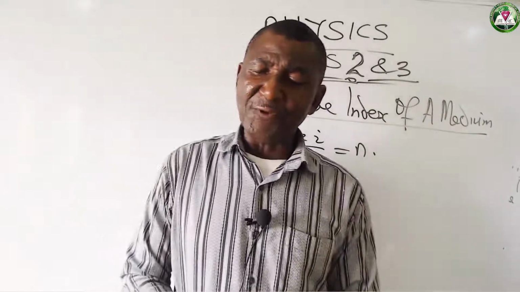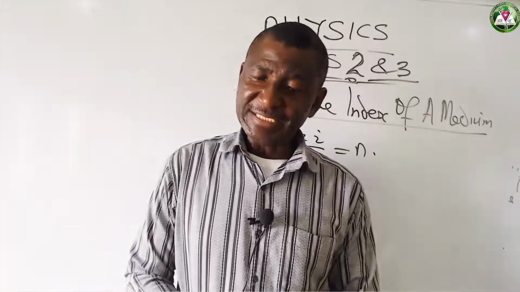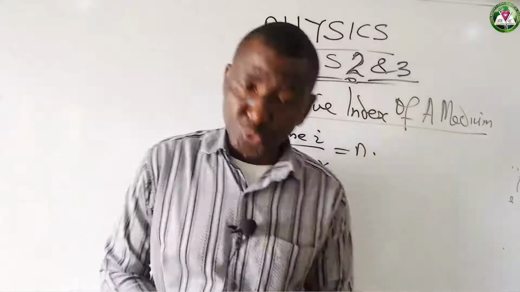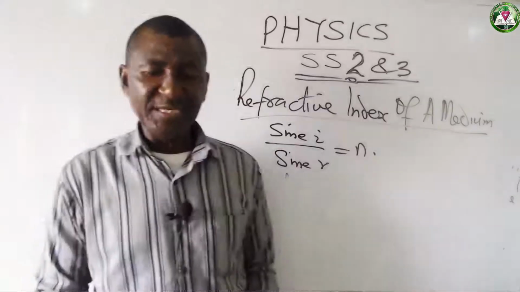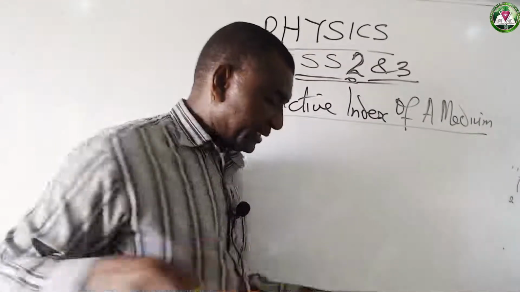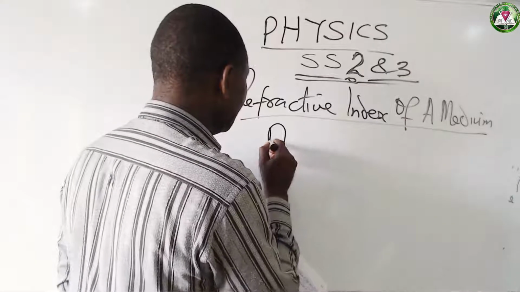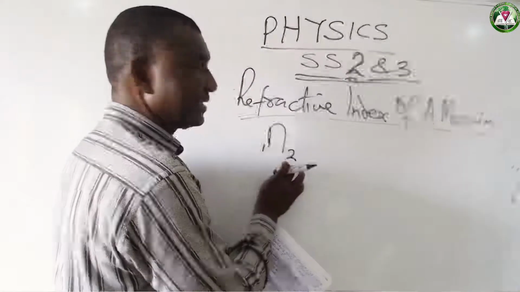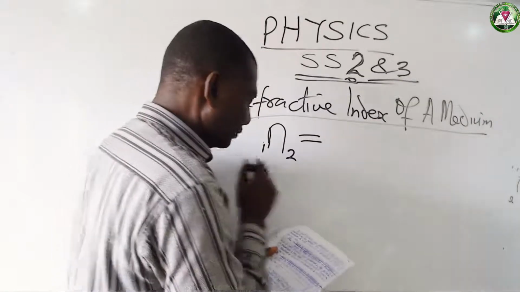So if light travels from medium 1, which may be air, to medium 2, that is the glass or water, the refractive index of medium 2 with respect to medium 1 is now given to us. This is how you write it: 1 will come first, then your 2. It is the refractive index of medium 2 with respect to medium 1.